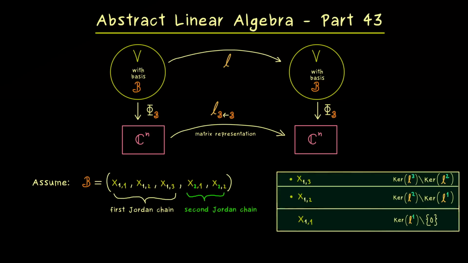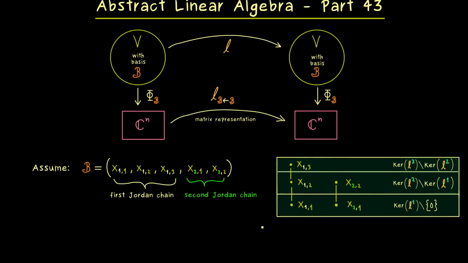So the first one goes from x13 to x12 and then finally to x11. So we actually go from top to bottom, but in the basis we have to go from bottom to top. And in a similar way, our second chain now starts on the second level. It could also start at the third level or at the first level, but in our example it starts at the middle level.